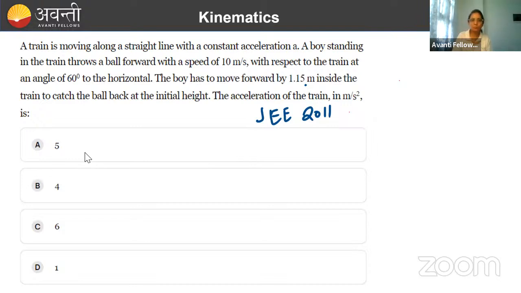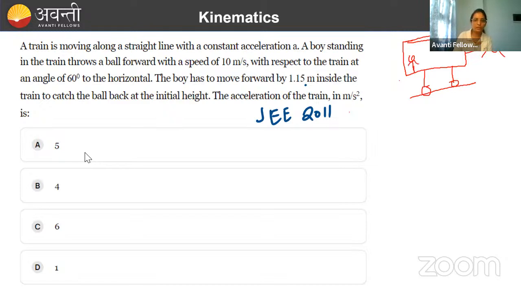What is happening? A train is moving. Let's first draw a train. I'm very weak at diagrams, but still I will draw one train, and it is looking good. It seems like this train is climbing up somewhere, but it's on horizontal ground. So this train is moving ahead with some acceleration a, suppose, and a boy is standing in the train.